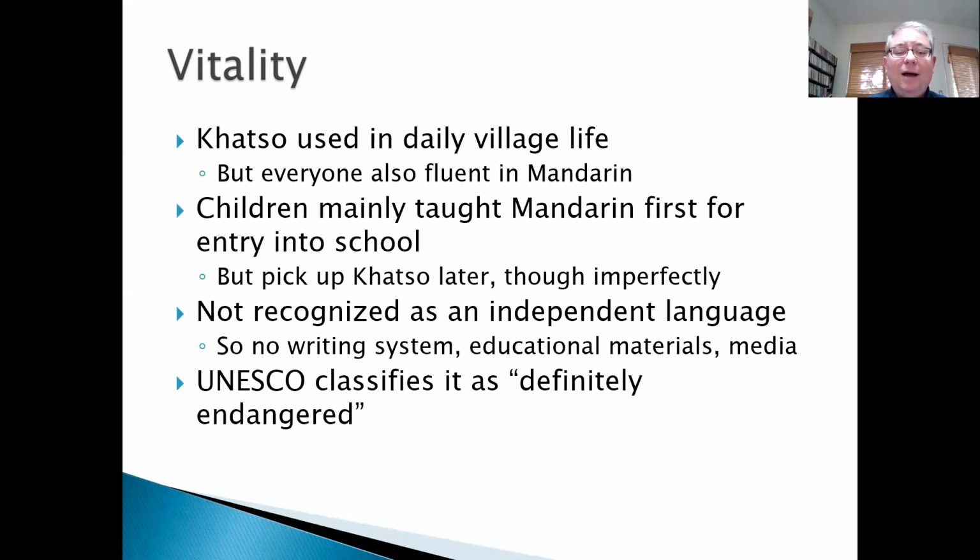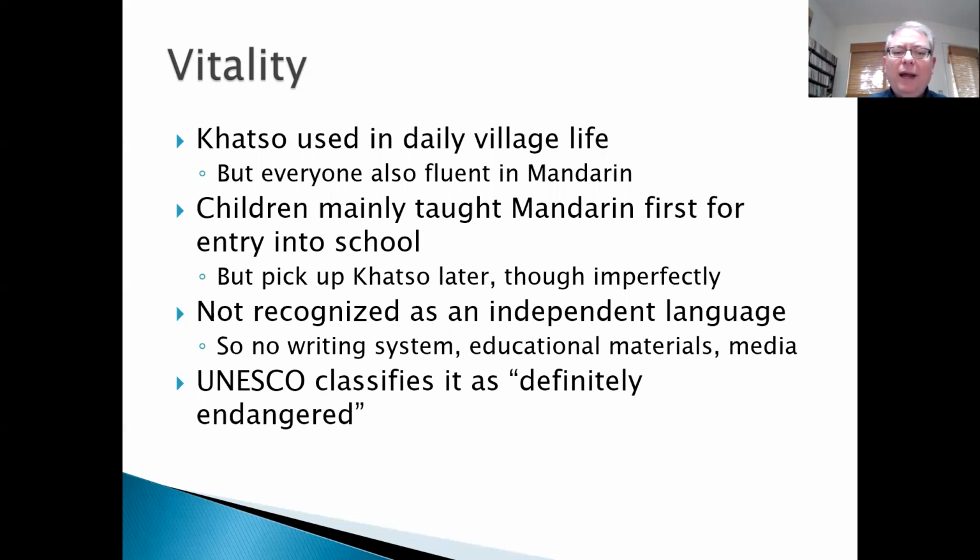Children now are basically taught Mandarin first before Khatso so that they know Mandarin well before they start school. This has been going on for decades. The children do learn Khatso because they hear it around them, but more and more they're learning it imperfectly. You know, their vocabularies are not as large, and their pronunciation is becoming a little bit more like Mandarin. And so we're seeing a slow erosion.